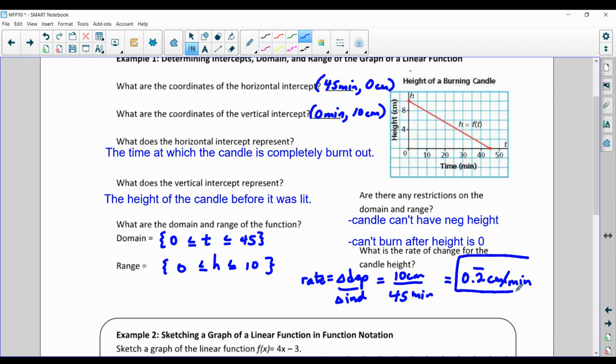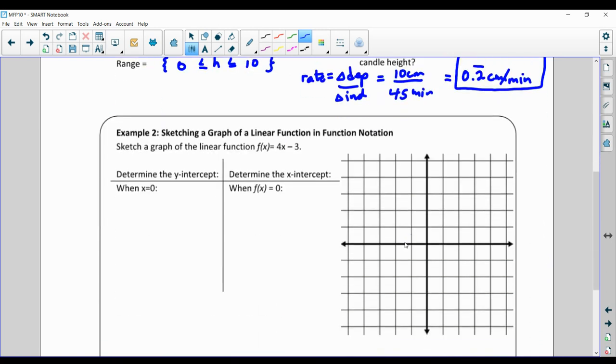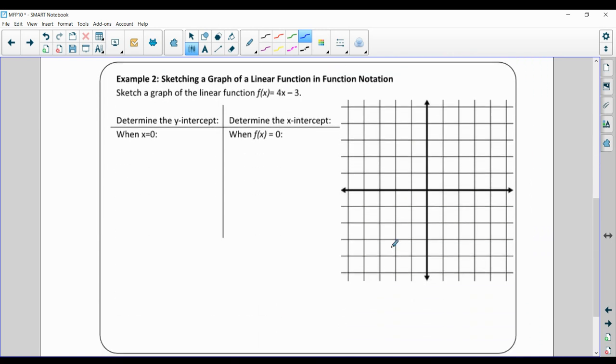So how quickly was the candle melting? It was melting 0.222222 centimeters each minute. Seems reasonable for a candle. Okay, going ahead now and looking at example 2, sketching a graph of a linear function in function notation. So remember function notation from earlier in the semester, we say f of x. It's a fancy way of also just thinking of an equation of y equals 4x minus 3. It's really the same thing. It's just a special way of writing it.